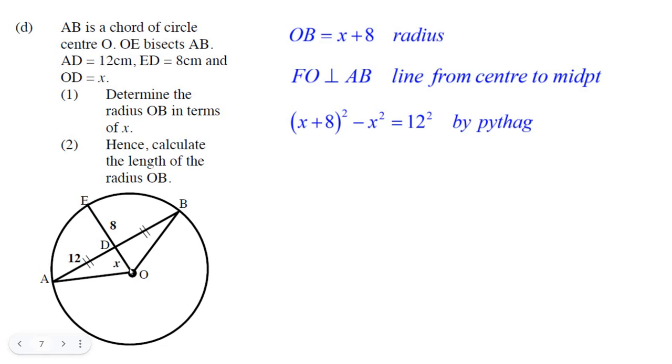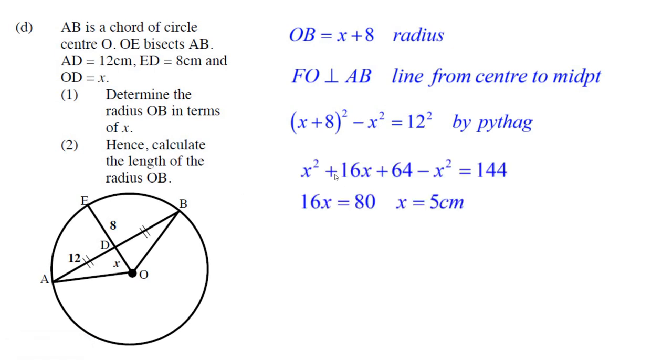Well, that means that OB, x plus 8 squared, minus this x squared here, has to equal this side, which is 12 squared. And it's given that AD is equal to 12 and DB is equal. We know that DB is 12 because it's given that it bisects AB. So that's going to equal 12 squared. When we go hypotenuse squared minus this side squared, it equals this short side squared, 12 squared.